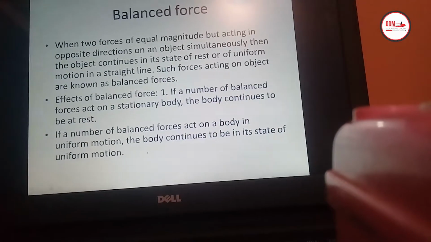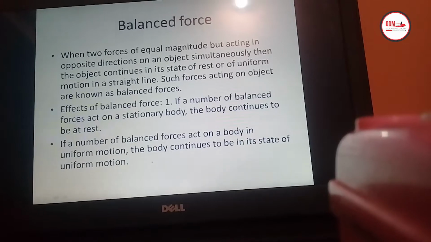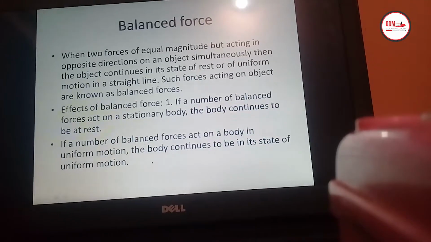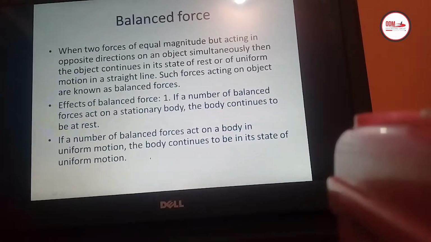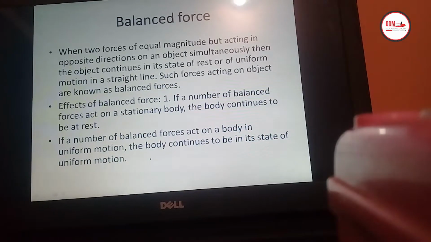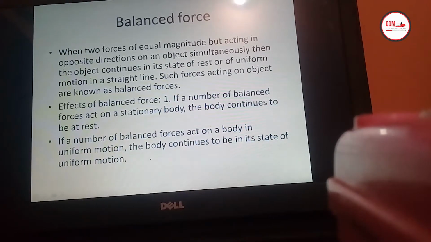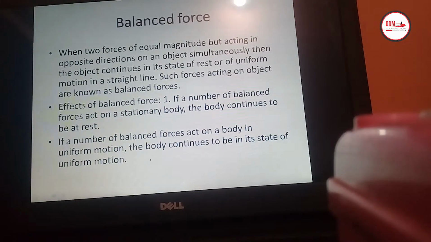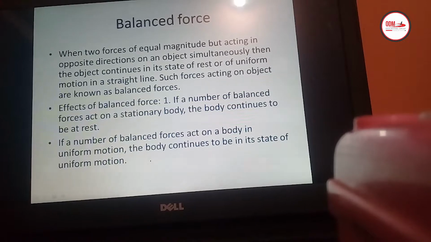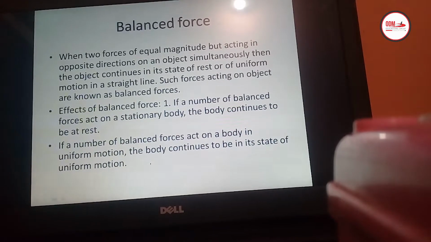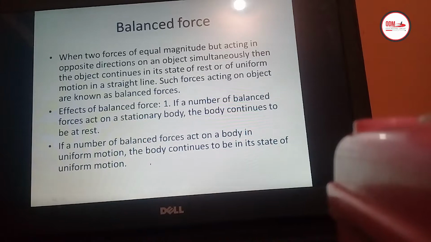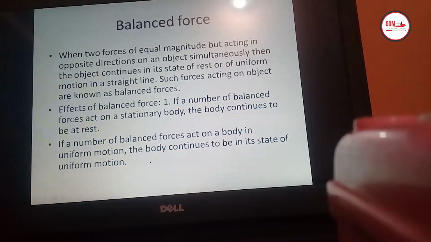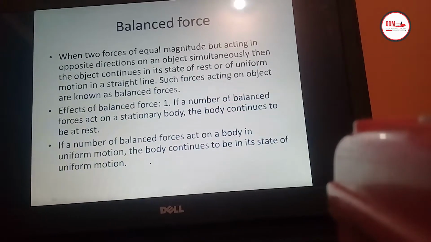So children, when two forces of equal magnitude but acting in opposite directions on an object simultaneously, then the object continues in its state of rest or of uniform motion in a straight line. That means if two forces act from opposite sides, equal in magnitude but opposite in direction, then if the object is at rest, it will remain at rest, and if the object is moving, it will continue in its motion.